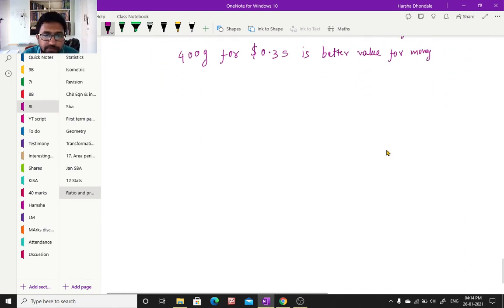Next, sixth one. Let me read the sixth one. 3 boxes of chocolate contain 78 chocolates in total, calculate how many chocolates 8 boxes will contain.